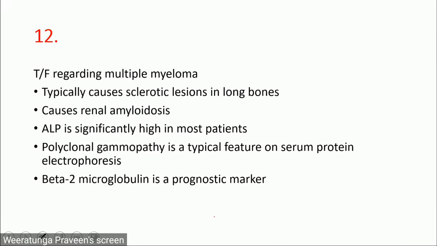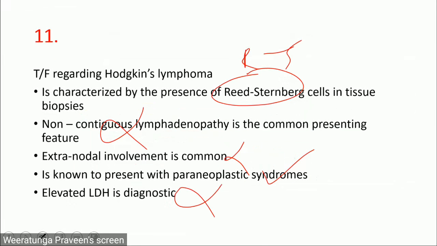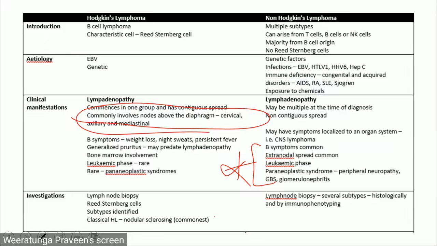Sir, does non-Hodgkin's lymphoma have B symptoms? Not that they don't, it's less, not as much. Right. So in about 99% of Hodgkin's lymphoma you get B symptoms, but in non-Hodgkin's you don't really get them.